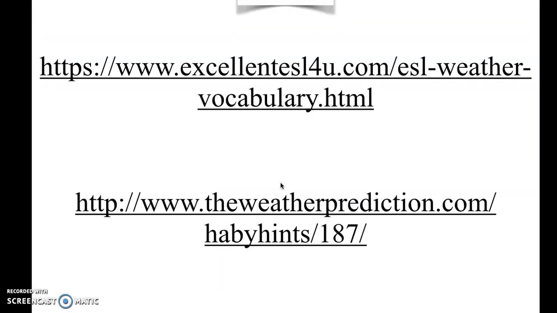All right, here are some resources, right? So this first one has a lot of vocabulary. This one here talks about the difference between overcast and scattered, right? Scattered and, now I forgot what I was just saying. It talks about the difference between scattered and widespread, right?